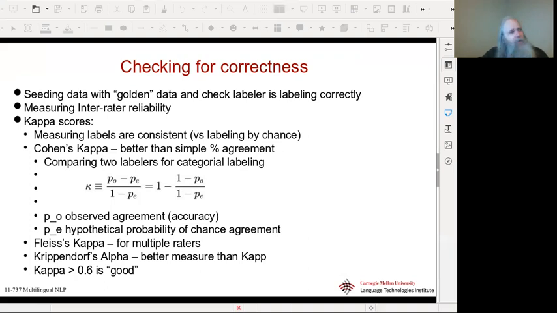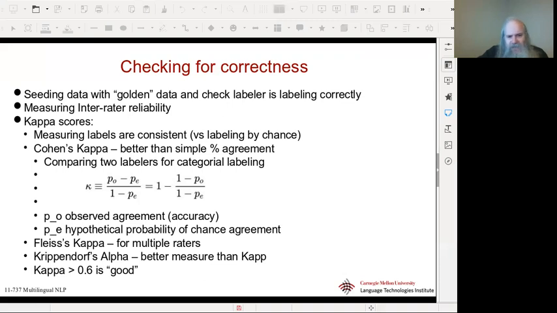Kappa scores bigger than about 0.6, depends who you're talking to, is considered good. 0.8 is considered to be very good, but it also depends on the complexity of your task, whether you would expect people to be that good. Kappa scores of less than 0.2 are sucky, so I wouldn't trust that. And you can get negative kappa scores as well, and that means people are not agreeing. In fact, it means that they're worse than chance.